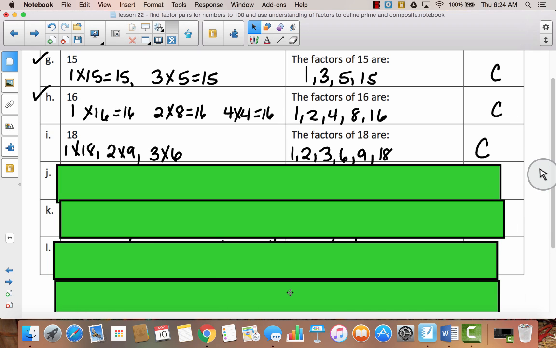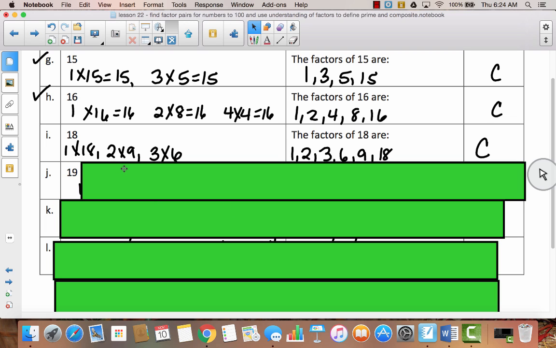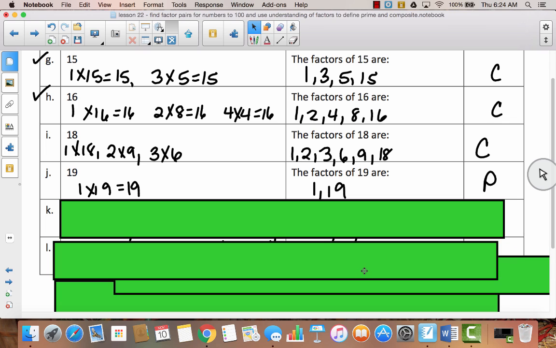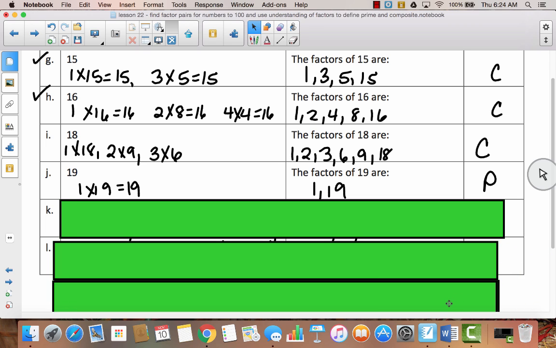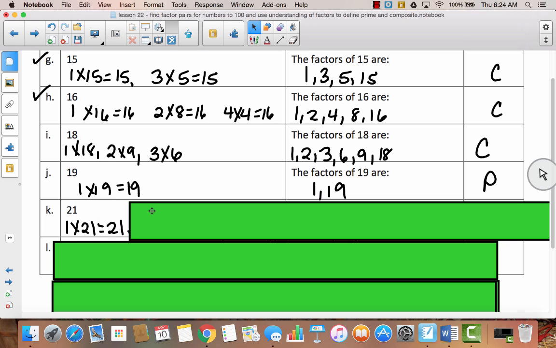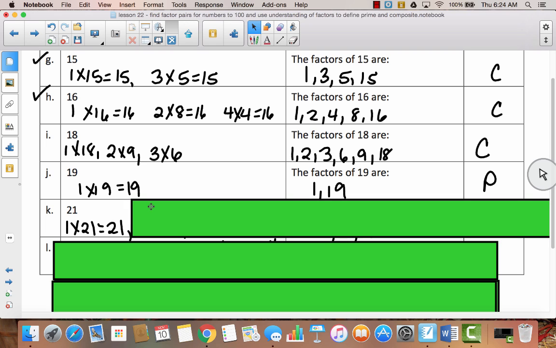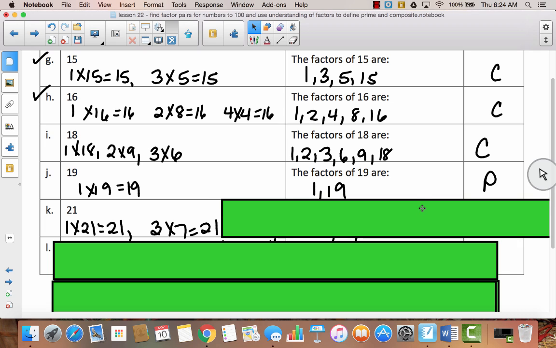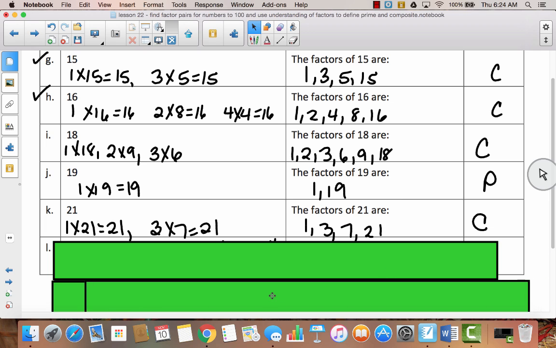All right, so let's take a look at our next number, which is 19. So I thought really long and hard, and the only problem I could come up with is 1 times 19, which equals 19. So the factors of 19 are 1 and 19, which makes it prime. Okay, let's take a look at K. All right, so for K, we had 21. So I started with 1 times 21, which equals 21. Nothing times 2 equals 21, but 3 times 7 also equals 21. So my factors of 21 are 1, 3, 7, 21, which makes it composite.